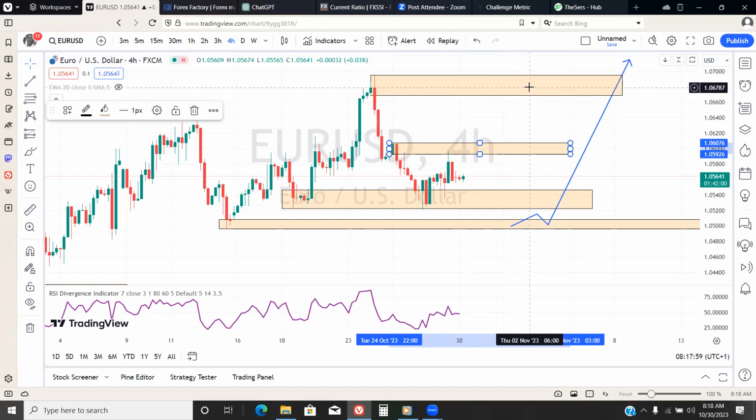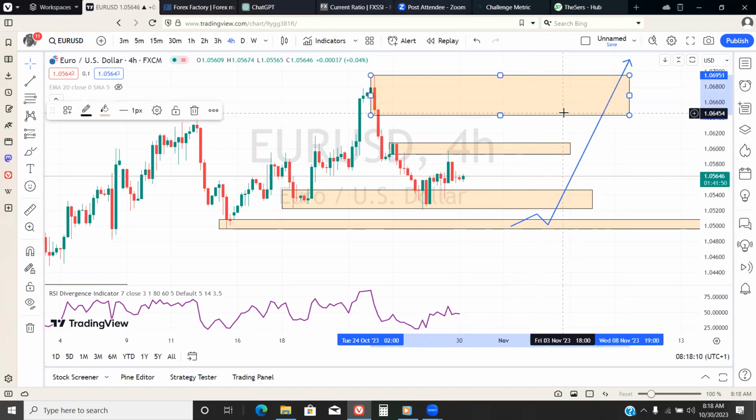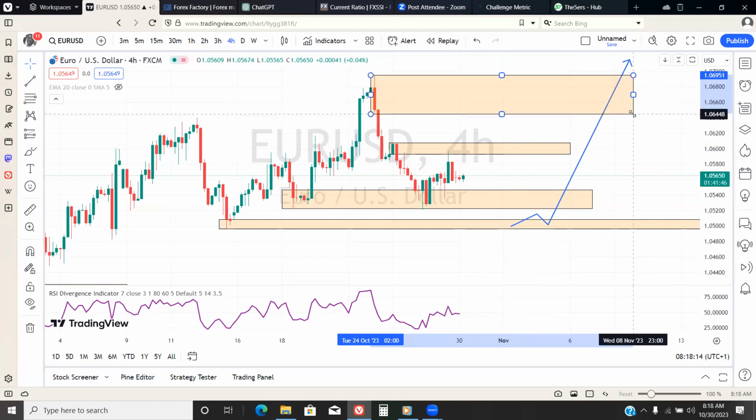which is 1.0680. So my first TP will be 1.0600. The next TP will be at 1.0650. Then the top TP will be at 1.0700. So that is what I'll be looking at on Euro USD.